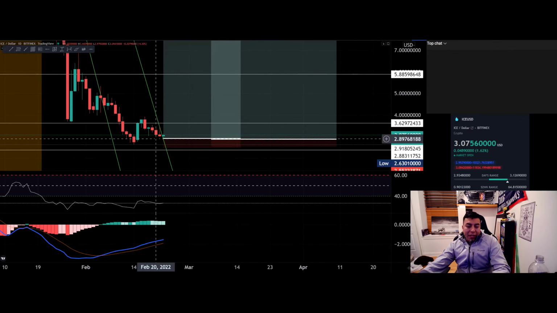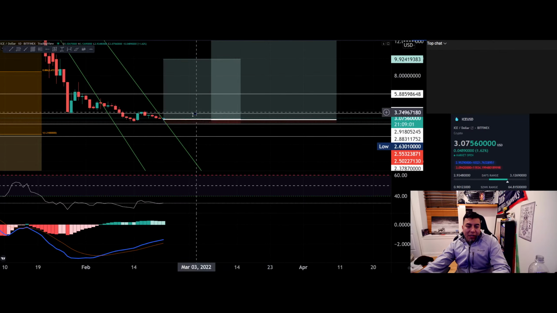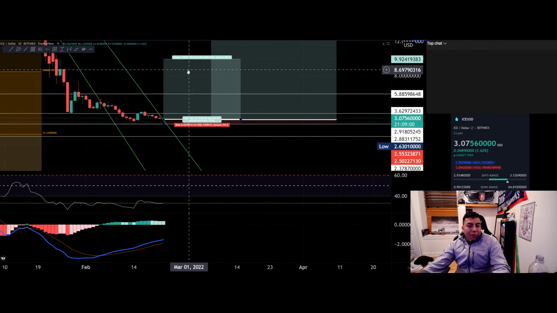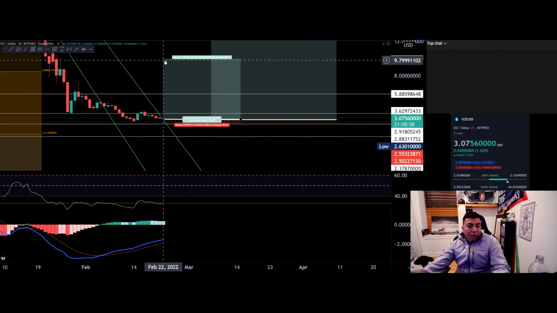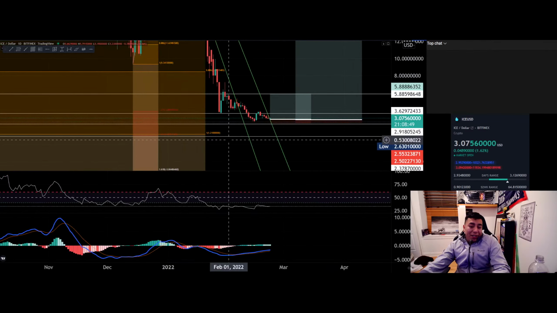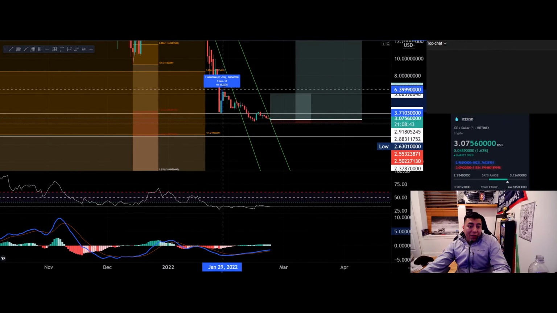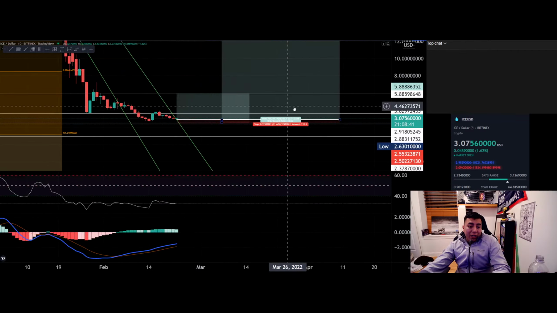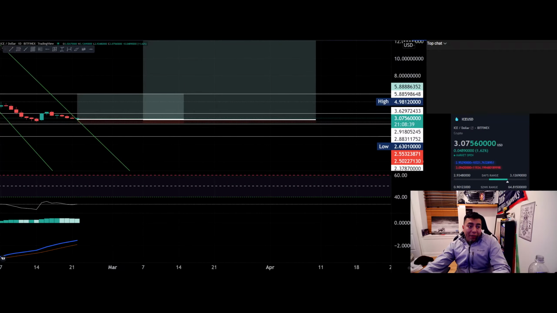So let's just say we take a long today on this. Our first target again is going to be just sitting at our first impulse wave up, and that's even still giving us 100% if we catch it. And don't mistake it, it can happen. This happened in 2 days. It went up in volume 72% in 1 day, 2 days. So it could happen again here today.